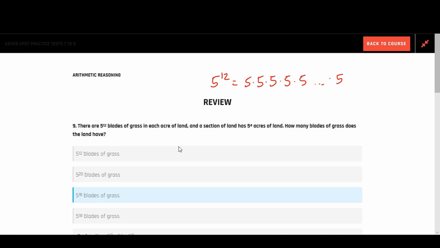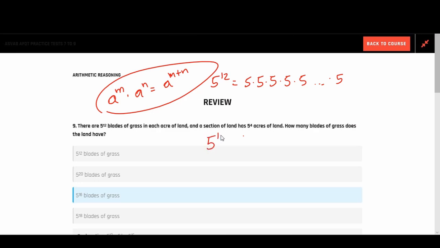This is testing your knowledge of the laws of exponents, more specifically, this one: a to some power m, times a to some power n, is the same as a to the m plus n. I think that's the multiplication rule for the laws of exponents. And in this case, to find out how much grass there is in 5 to the 4th acres of land, we do 5 to the 12th times 5 to the 4th.